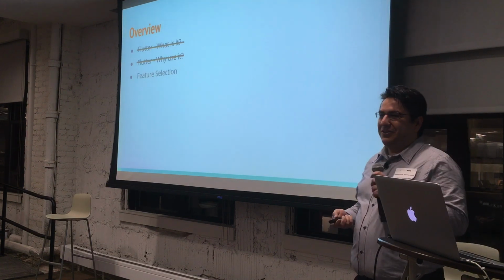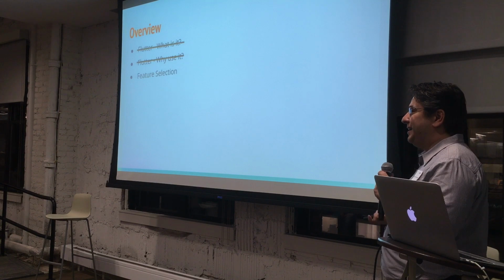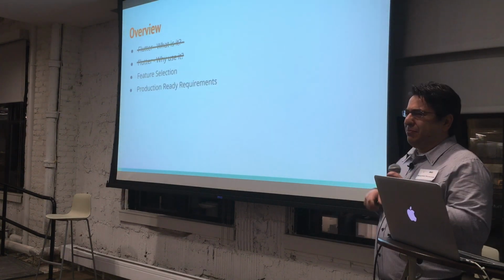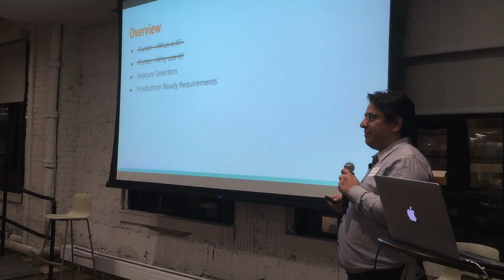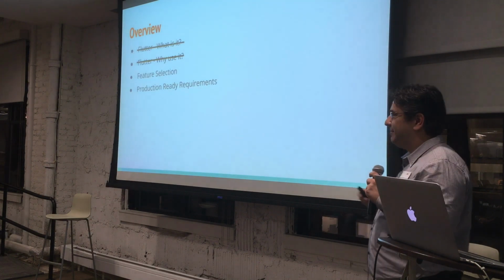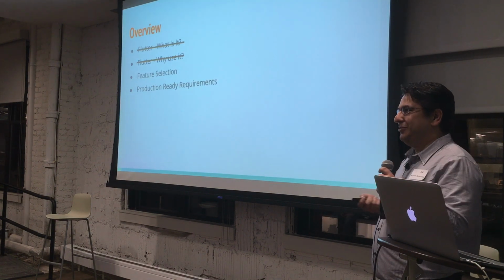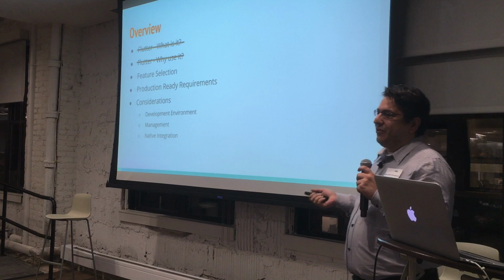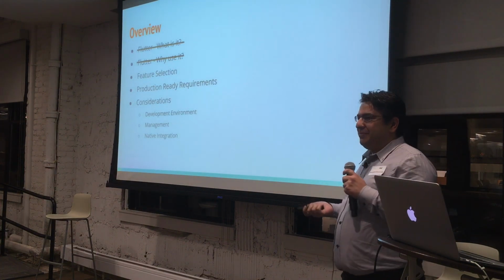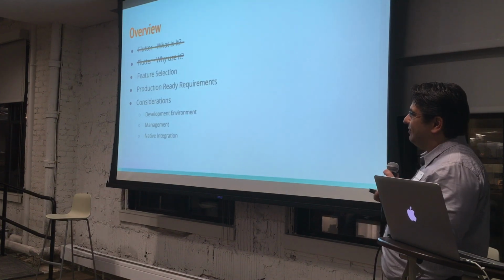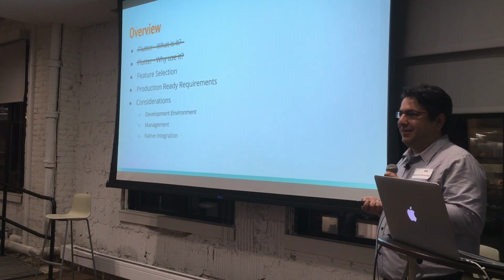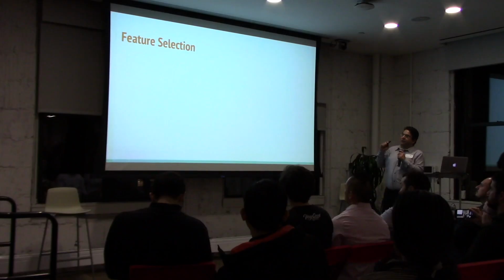We're going to go right into feature selection, how we went about picking a feature to make and rewrite in Flutter. We're going to move on to the production-ready requirements, some of the ones Capital One has. It's a small subset. It's obviously not all of it. We can't give away everything that we do internally. And then some considerations, things that we ran into, some pitfalls, around development environment, just management of code, assets, things like that. And then, of course, that native integration piece that we talked about and getting Flutter into an already existing app.